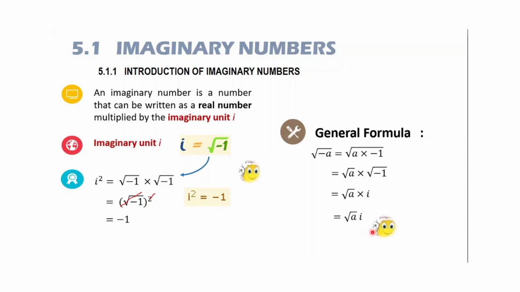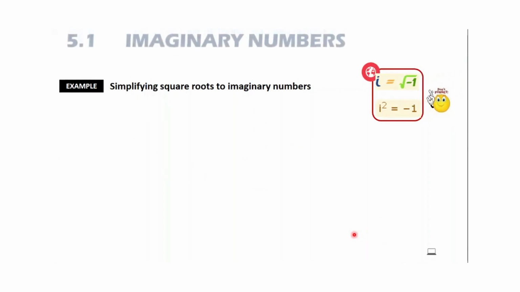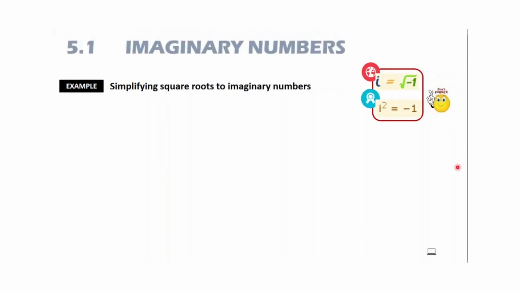Okay, let's look at the next slide. Before that, I want to remind you, you have to remember the concept i equal to square root of negative 1 and i squared equal to negative 1. And this is how to write the general number in imaginary form. Okay. Example, simplifying square roots to imaginary numbers. So here I bring the two important things that you should remember. i and i squared.